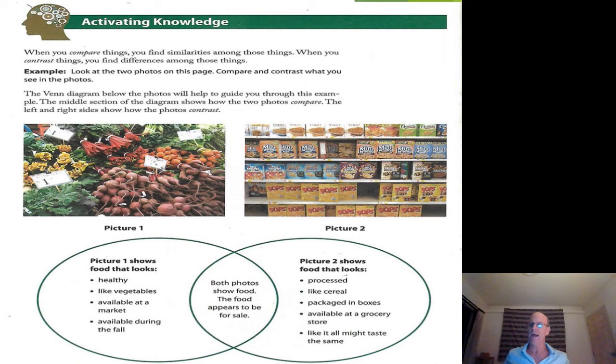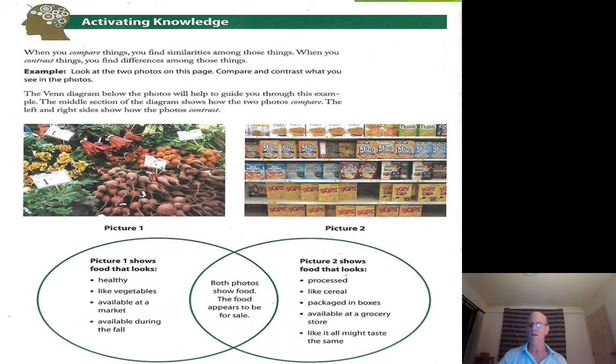the Venn diagram is a way that we compare and contrast. So where the two circles, or in this case ovals, overlap is the similarities. That's when you're comparing, and the outer portion of each circle or each oval is the differences. So if you look at the two pictures, first of all, look at the similarities, which is here, okay, in the middle.